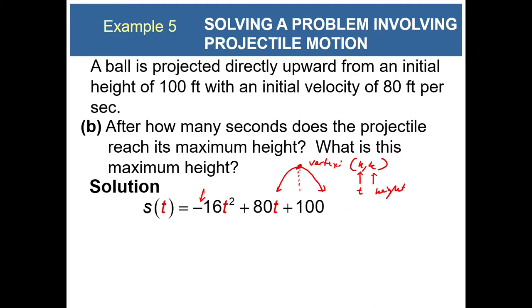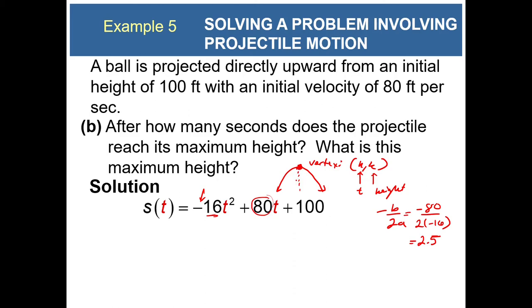So we'll need to figure out where the vertex is. We'll use the formula negative b divided by 2a to figure out the x-coordinate of the vertex. So in this case, b is 80 and a is negative 16. So we have negative 80 divided by 2 times negative 16, and using a calculator I get 2.5. So this represents that it takes 2.5 seconds to reach the top, the vertex.